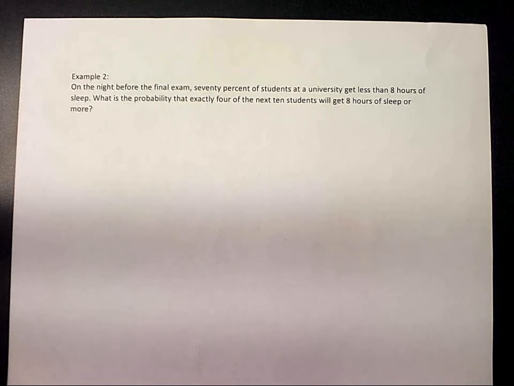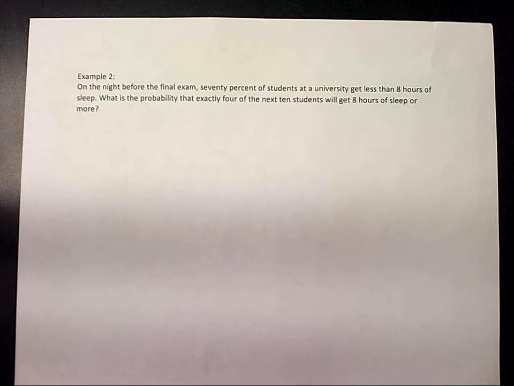On the night before the final exam, 70% of students at a university got less than 8 hours of sleep. What is the probability that exactly 4 of the next 10 students will get 8 hours of sleep or more? So, first, how do we know that this is a binomial question? Only 2 outcomes. What are those 2 outcomes? Either you got less than 8 hours of sleep or you got 8 hours of sleep or more, right? It's only 2 possible outcomes. So therefore, we know that it's a binomial distribution.